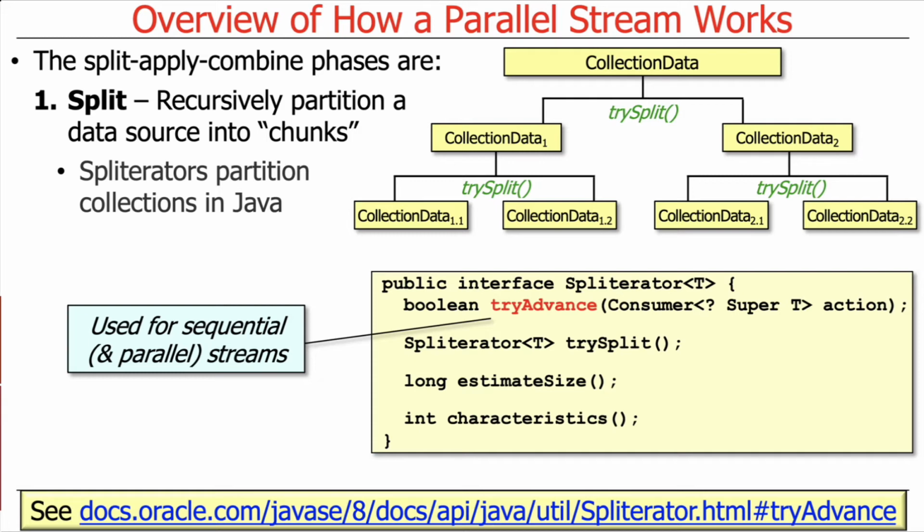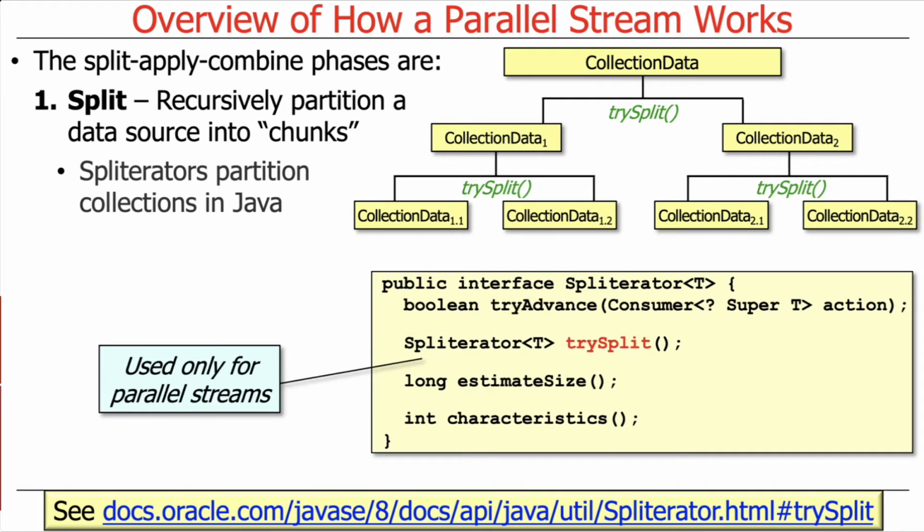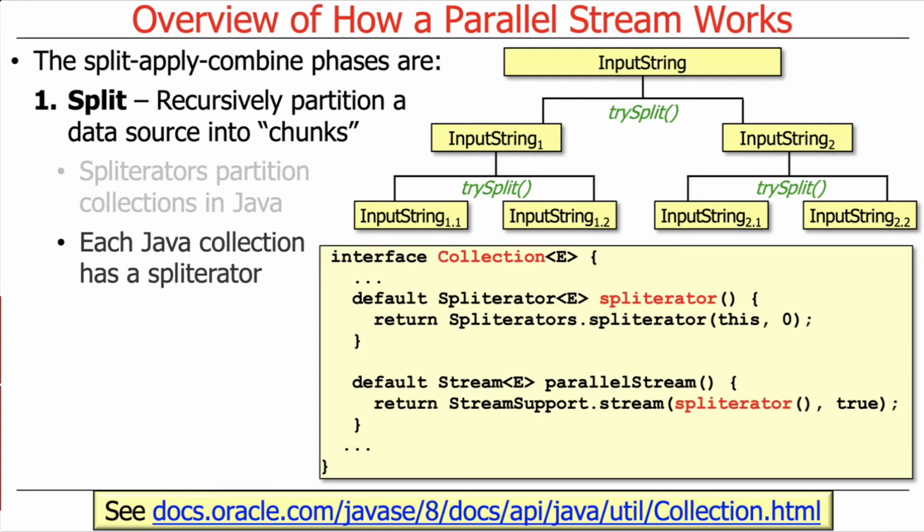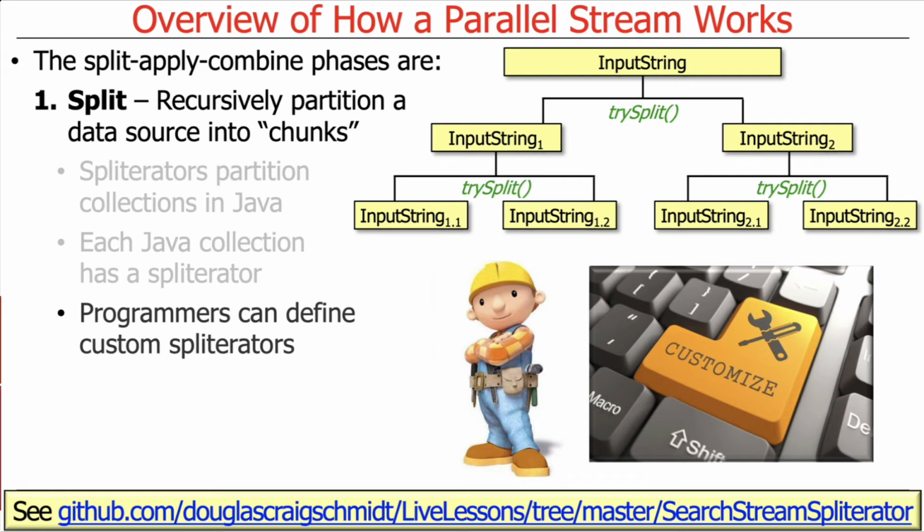That's what's used by sequential streams, or by the sequential processing part of parallel streams. And then there's also another method called trySplit, which is used only for parallel streams. It's what's used to partition a chunk into subchunks, ideally split evenly and ideally split efficiently, as we'll talk about. Each Java collection has a spliterator, as you can see here. The spliterator is what's used to split things up, and it is inherited from the collection interface, but then almost invariably customized for each different kind of collection.